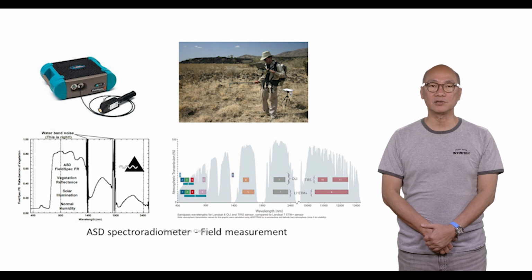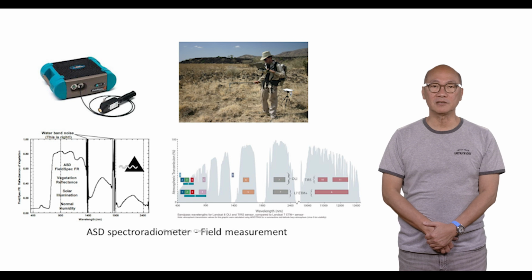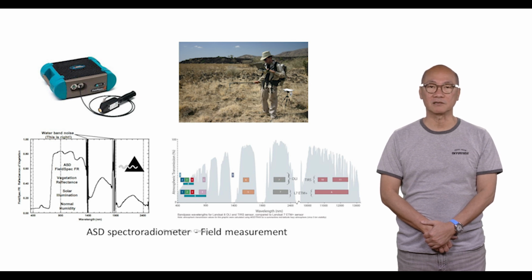The spectral resolution of ASD sensors at the visible near-infrared range is 3 nanometer, and it is 8 nanometer at short-wave infrared. Therefore, there are hundreds of measurements. The figure at the bottom right shows the sampled wavelength of multispectral Landsat missions. There are 6 bands from 400 to 1000 nanometer, 2 bands at short-wave infrared range, and 2 more at thermal infrared.